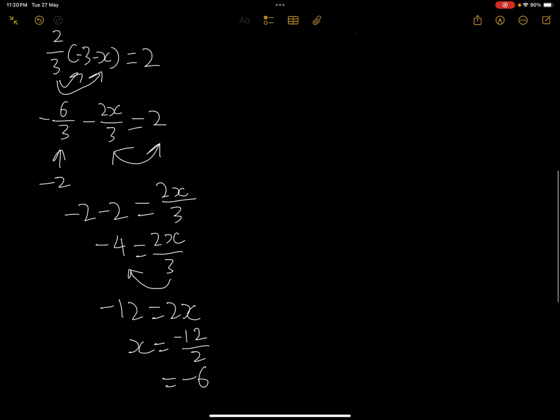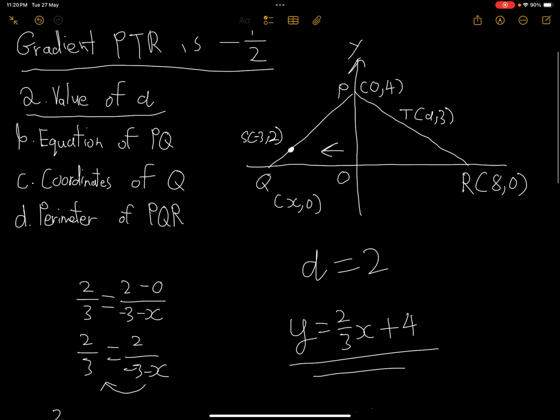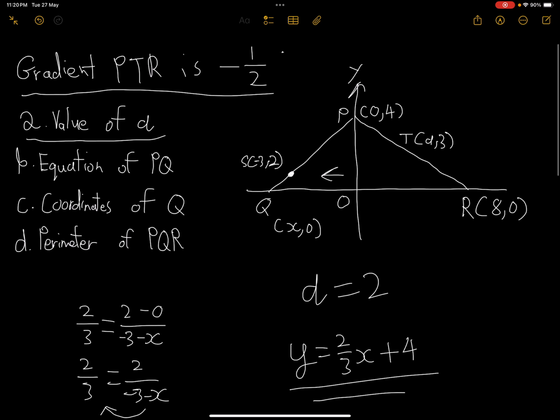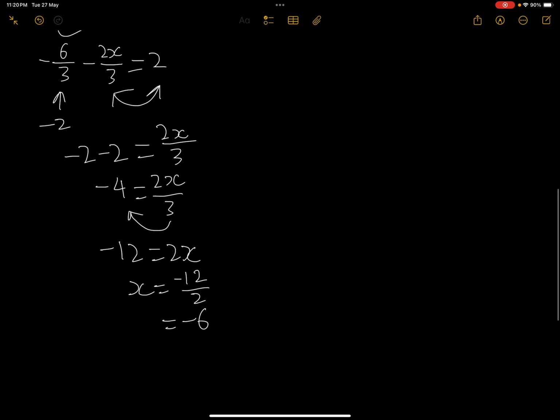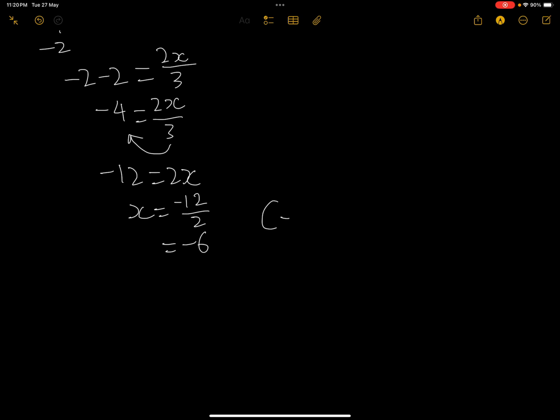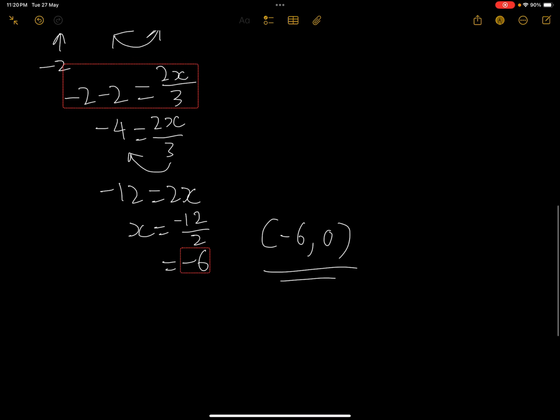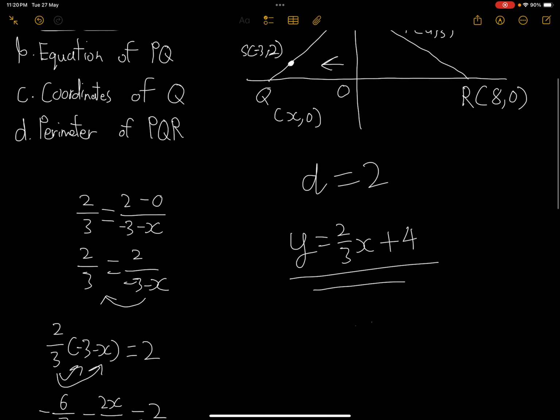So now that we found that x equals -6, please remember what the question is asking. It's asking you for the coordinates of q. So when you're in a test and you found x equals -6, don't leave it like that. Please, please, please remember to write it down as -6, 0, so the teacher knows that that is your final answer. So we now know that q equals -6 and 0.